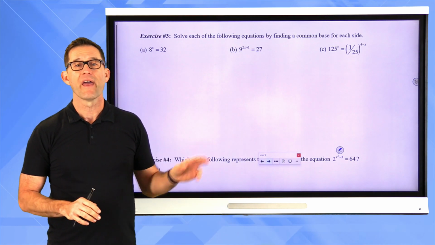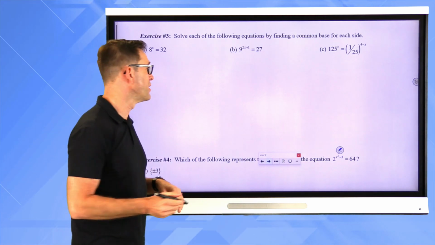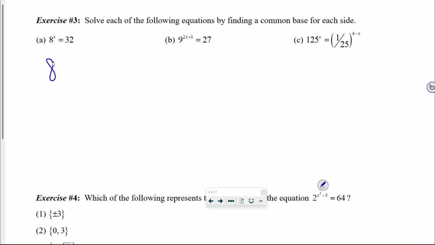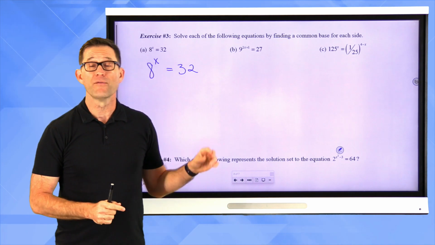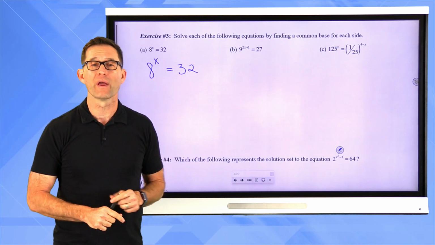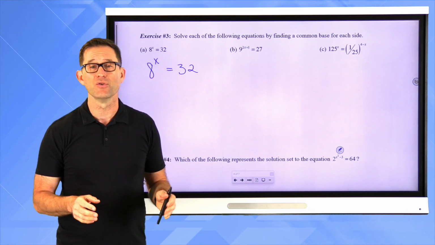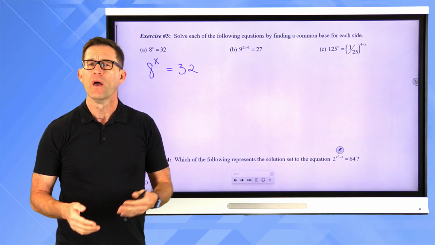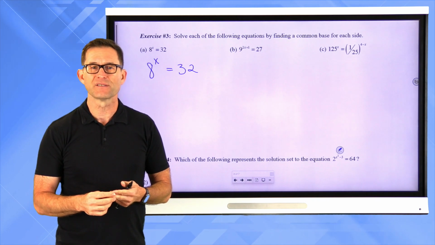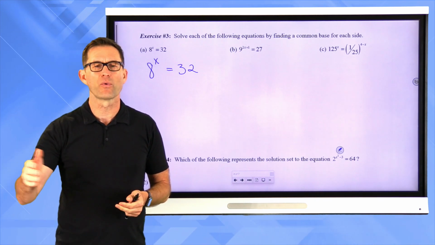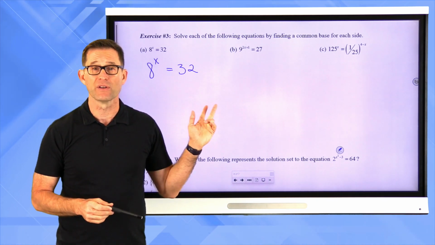First equation, 8 to the x equals 32. And let me write this again a little bit bigger just so that we have a better ability to discuss it. Now, if this was a problem similar to exercise number 1, and it looks like one, what we would be looking for is some kind of power we could raise 8 to in order to get 32. The problem is 8 to the first is 8, 8 to the second is 64, and we've kind of just skipped right over anything that might give us 32.